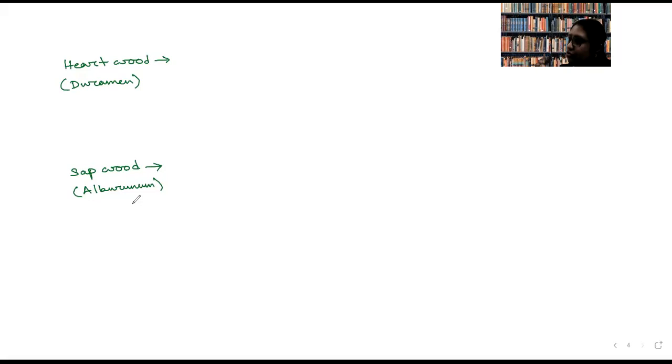I don't want you people to get confused with another two terminologies, that is called softwood and hardwood. What is this? Softwood and hardwood. In case of gymnosperm, what is absent? Vascular tissue is absent in gymnosperm.